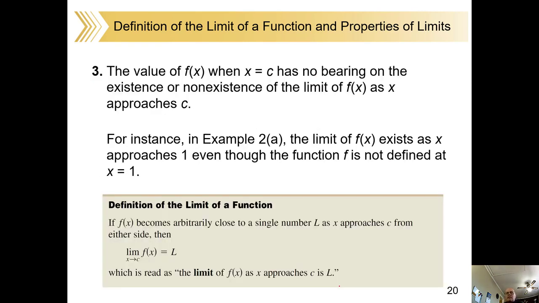Third, if the value of y when x equals C, we don't care, in other words. We do not care what our function does at C itself. If we allow x to be C, we don't care what f of x is. We don't care what the y is. As long as the limit on the left side exists, the limit on the right side exists, and they match, we don't care what happens at that exact point.